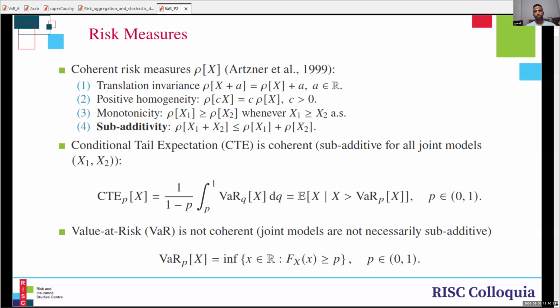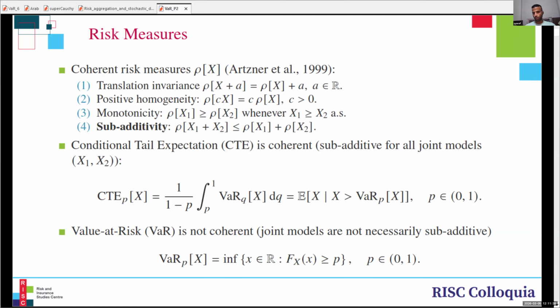It could be bivariate normal. It could be bivariate, let's say, multinomial. It could be anything. Multivariate Pareto, all of the models that you can think of, the conditional tail expectation will always be subadditive. Now, in the definition of the conditional tail expectation, we use the value at risk. So what is that component, or that quantity? The value at risk, VAR for short, is another risk measure.